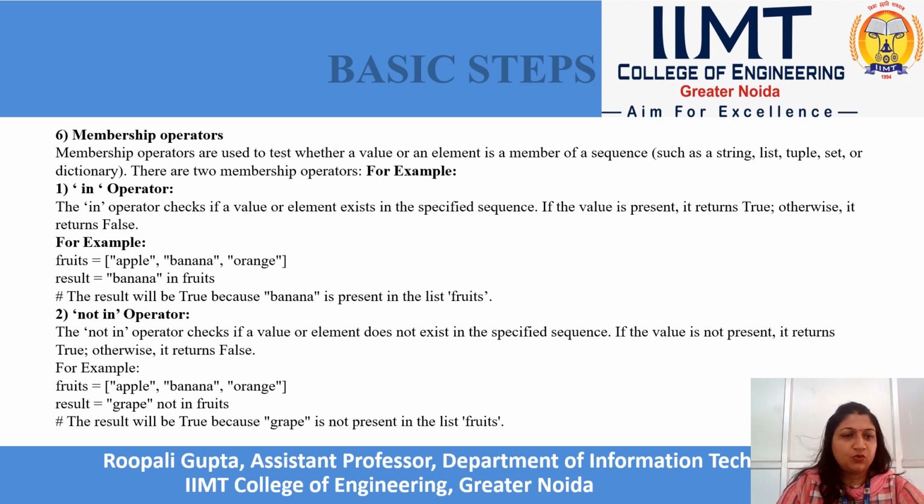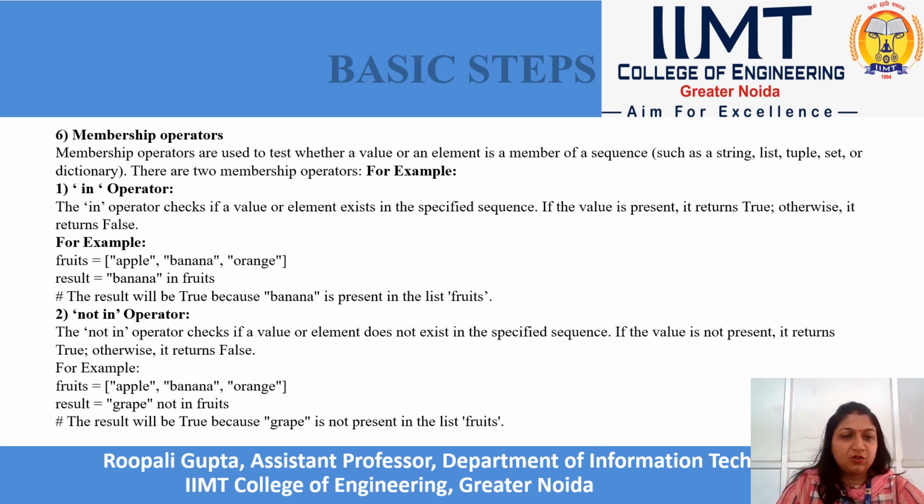Otherwise, it returns false. For example, we have fruits = [apple, banana, orange], and the result is "banana" in fruits. The result will be true because banana is present in the list. If that item is present in the list, then it will return true. If that item is not present in the list, then it will return false.